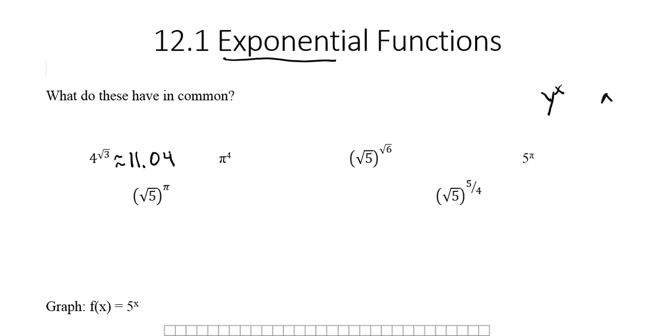Okay, so go ahead and do a couple of these. The next one, pi to the fourth: do the pi button, and then fourth, do your power button. And you should get approximately 97.41, right? This is saying take pi times pi times pi times pi. That's what exponents do. On this one, we're going to do the square root of 5, power button, square root of 6, should get approximately 7.18. 5 to the pi button. That's 5 being multiplied just a little over 3 times.